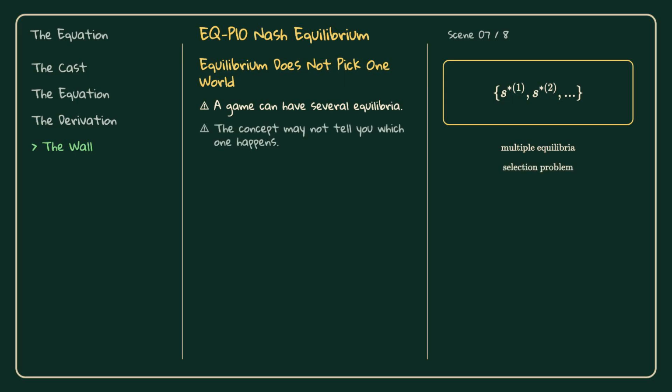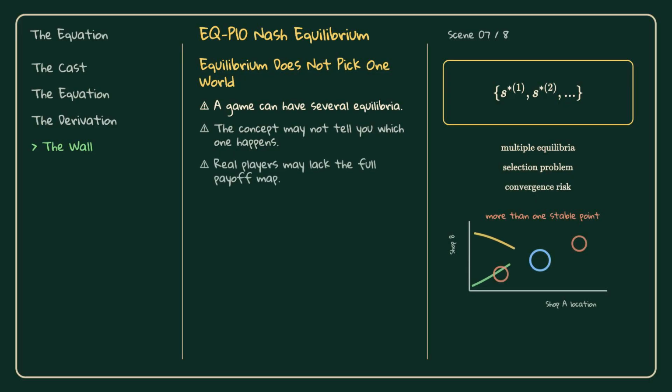If a resting point always exists, why is Nash not the end of game theory? The wall is selection. Nash proves that equilibrium can exist. It does not tell you which equilibrium people will play.